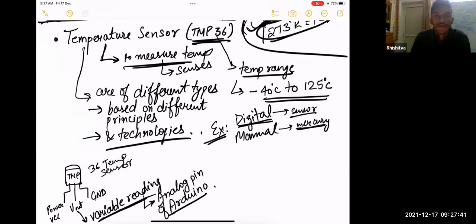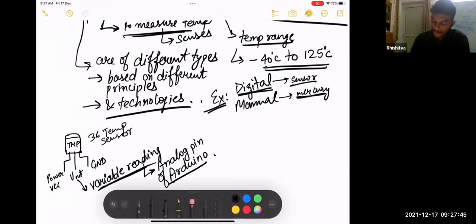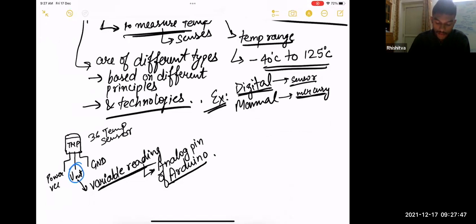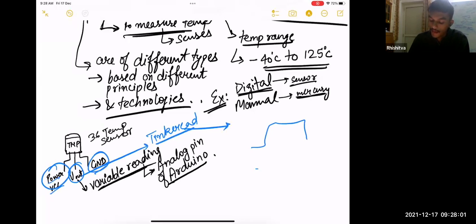Okay, so one student is having a doubt about this Vout pin. We'll see this in the Tinkercad, so don't worry, like how we connect this with the analog pin of Arduino. This power and ground work normally as completing the circle. Let's say there is a voltage, so there is positive, negative. This Vout will give the input to the Arduino, like what reading it is taking.